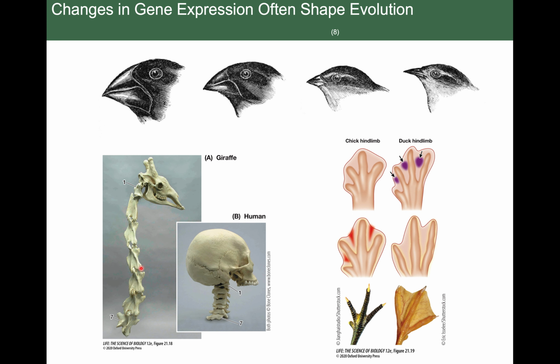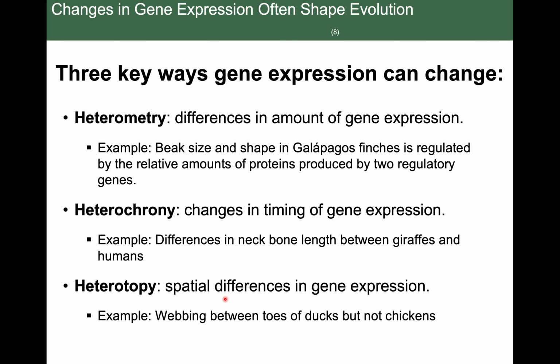And it turns out this difference just comes down to the timing of one specific gene that basically stops bone growth from occurring. That gene gets expressed earlier in human development, so bone growth is stopped earlier than it is in giraffes. But the overall process is exactly the same. The genes that are involved are basically the same. It's just this difference in timing, and that would be called heterochrony.